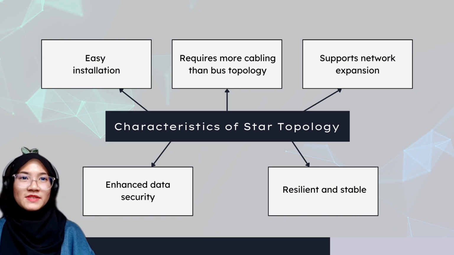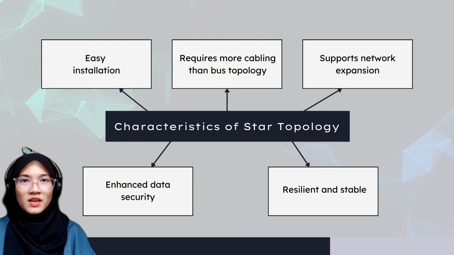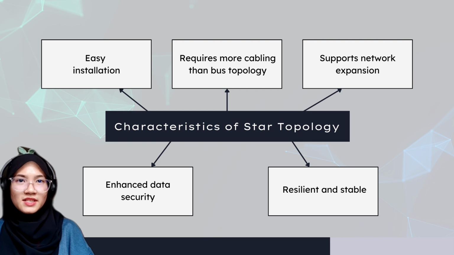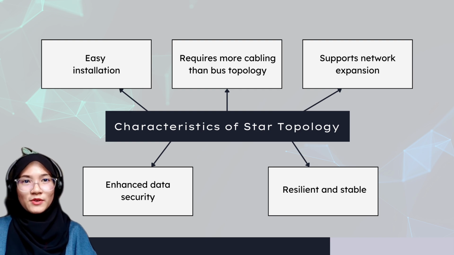Next, what are the characteristics of star topology? Some of them are that star topology is easy to install, making it suitable for any size. Then, star topology also requires more cabling than bus topology, since each device needs to connect to the central hub. Following that, this topology supports network expansion without any disruption. It also has enhanced data security because it reduces data collision. Lastly, star topology is resilient and stable compared to other topologies.